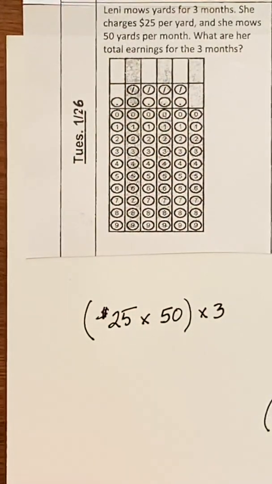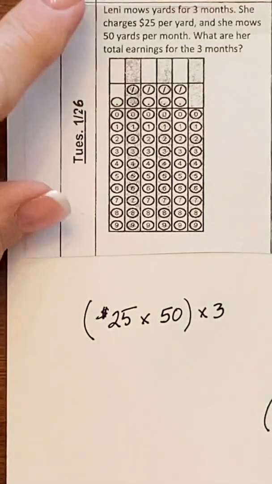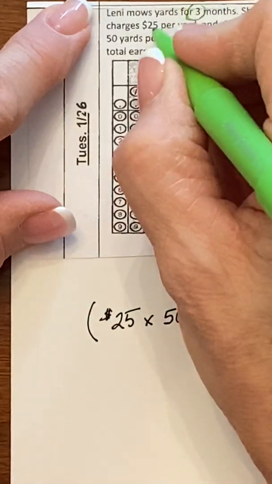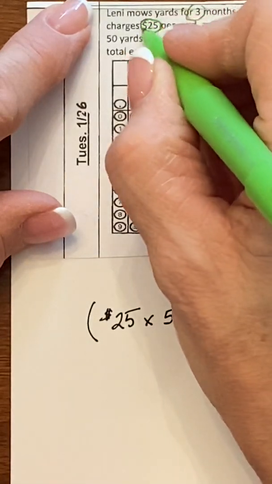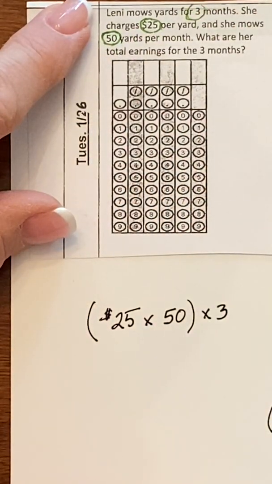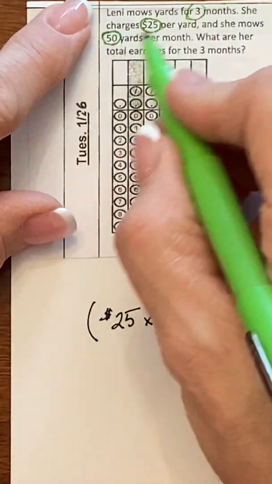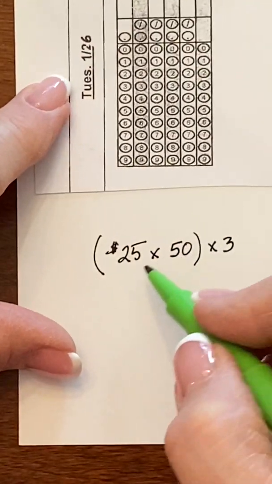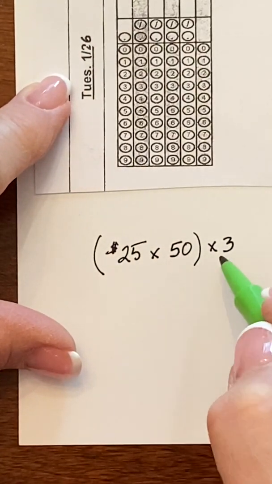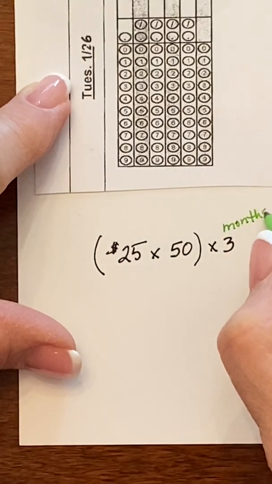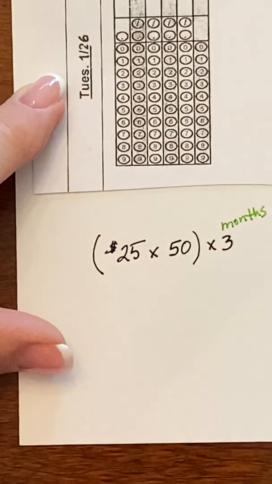So we're going to go back and reread this because what are her total earnings for 3 months? So we're going to circle 3 months. But $25 per yard and 50 yards. So we're going to have to find out what it is for 1 month. And 1 month would be the 50 times 25. And then we would do it 3 times because it happens over 3 what? 3 months. That makes sense.